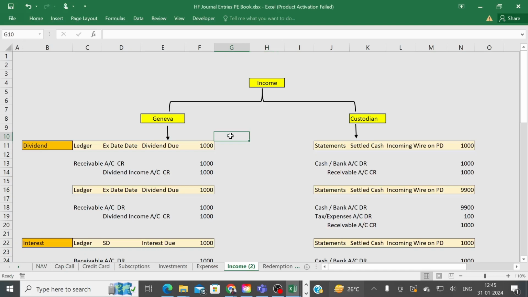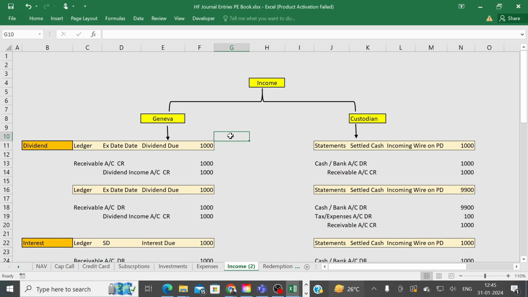About journal entries on the income part. So as a fund, when a fund invests in fixed income securities or stocks, the fund will receive different types of income like dividend and interest payment, and as an accountant, it will be your responsibility to record them in the books of account. So we have two different scenarios. One is for dividend and another one is for interest payment.